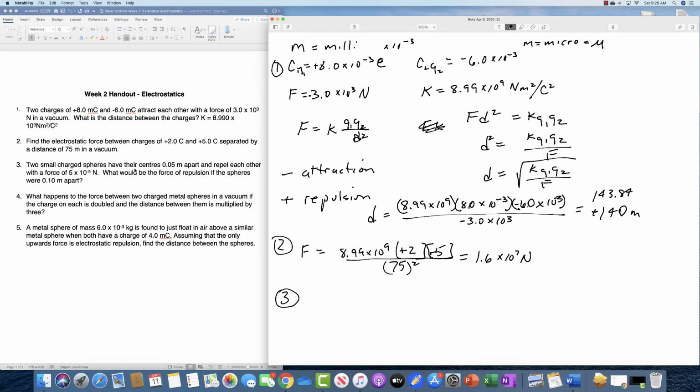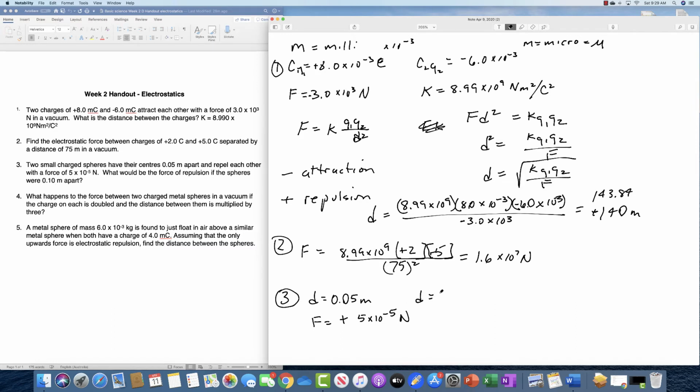Two small charged spheres have their centers 0.05 meters apart, so d is equal to 0.05 meters, and they repel each other with a force. The force here, which is repellent, so it's positive, is 5 times 10 to the minus 5 newtons. What would be the force of repulsion if the spheres were 1/10 of a meter apart?